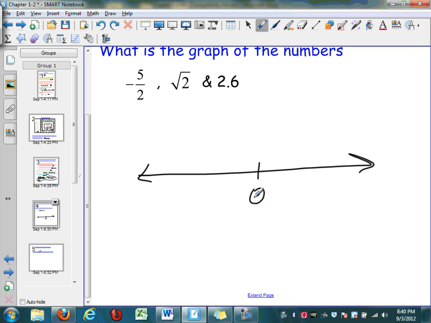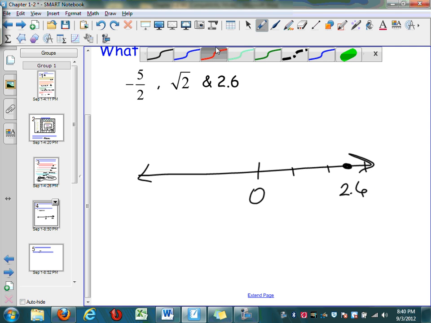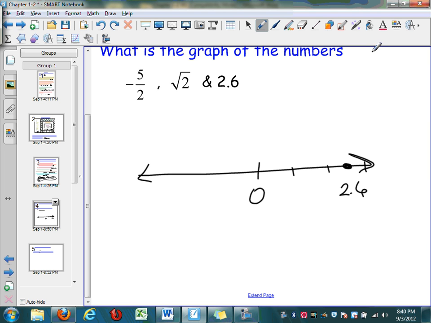Well, 2.6 is extremely easy to do. 1, 2, 3. 2.6 is going to be somewhere right in here, right? It's positive, it's in between 2 and 3. We can easily see it on the number line. -5/2 is going to be a little bit harder for you to see, because you have to actually say what is -5/2. I already gave you the answer because I wasn't thinking, it is -2.5. Okay, so with that said, we can come over here, and that's going to give you your -5/2.